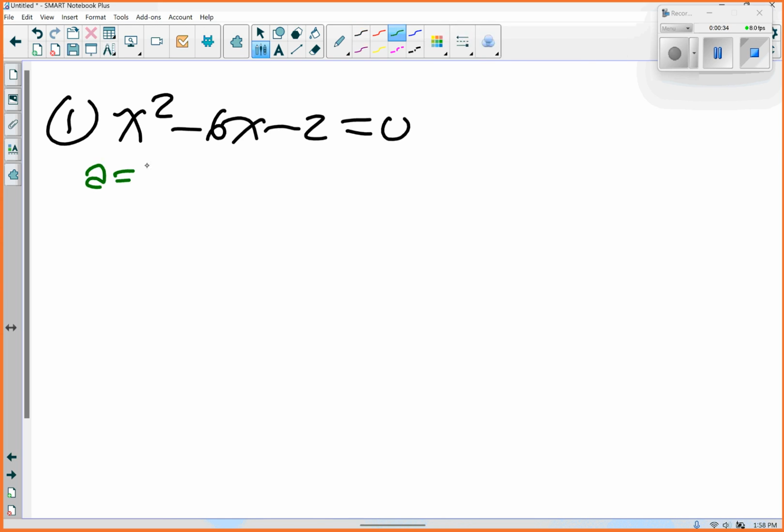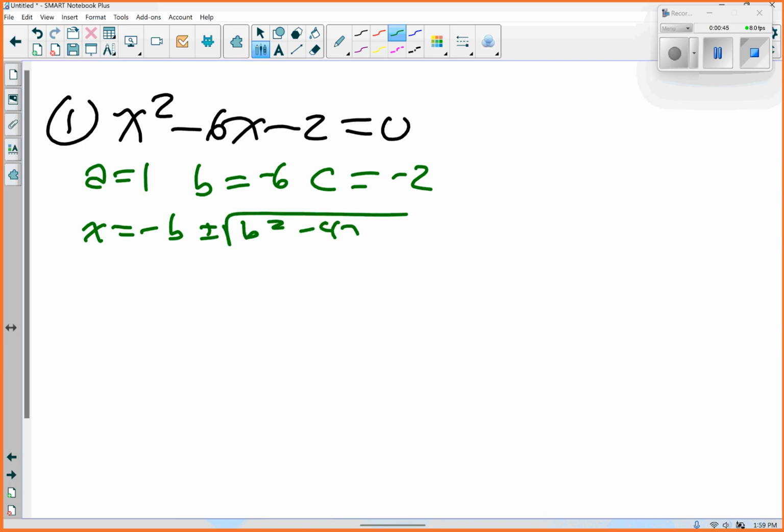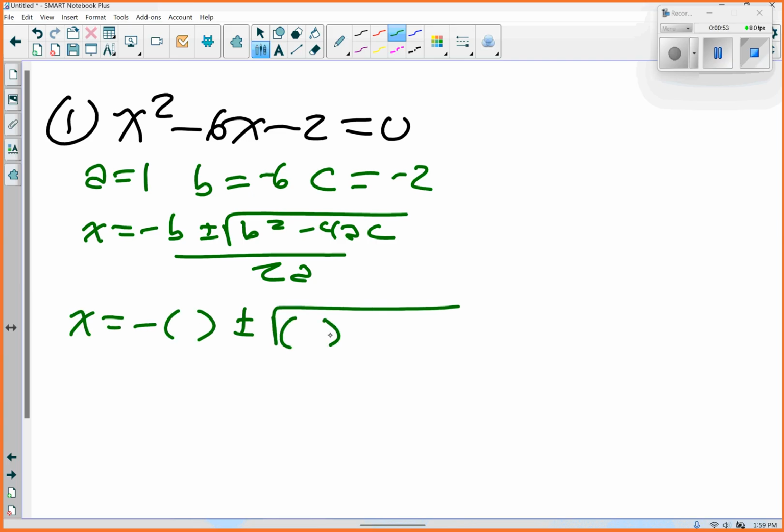So we know A is 1, B is, C is? -6 and -2. And we know that x is equal to -b plus or minus the square root of b squared minus 4ac all over 2a. So x equals negative blank plus or minus blank squared minus 4 blank blank all over 2 blank.